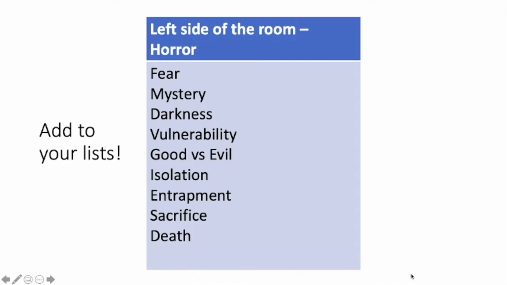Isolation and loneliness are definitely one. Entrapment, feelings of being trapped. Sacrifice, absolutely. Maybe someone has to sacrifice something in order to discover the truth of the mystery. And then death, of course, is a key theme in the horror genre as well. So add those to your lists if you haven't done so already.